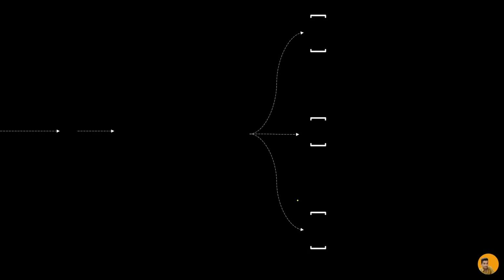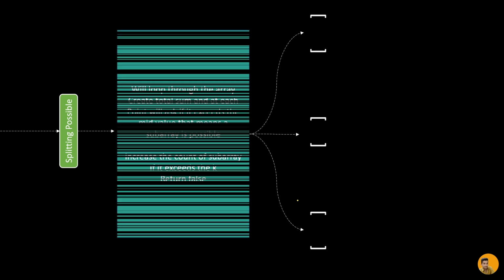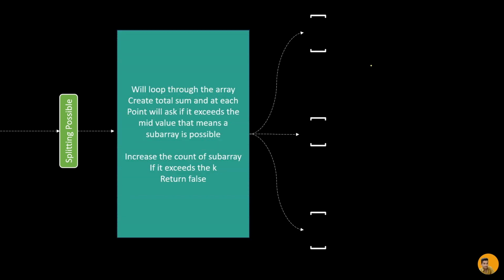So here we have to divide this in 3, and we are going to check whether splitting is possible. The ranges and division are similar to binary search. The condition to check the splitting will depend upon something. So basically we are going to loop through the array, and at each point we are going to calculate the total sum. And then at each point we are going to ask if the total sum exceeds the mid value. That means a subarray is possible, because you are able to find that sweet spot which is greater.